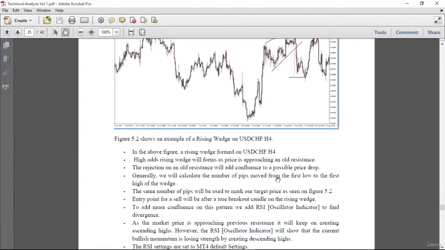Generally, we'll calculate the number of pips moved from the first low to the first high. The same number of pips will be used to mark our target price, as seen on figure 5.2. So as you can see on this figure, we use this number of pips as our target.